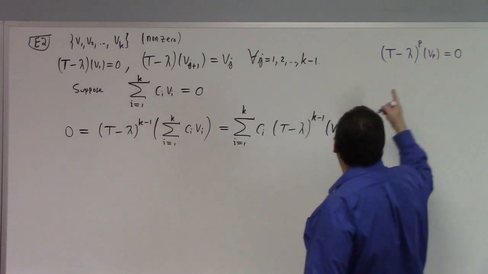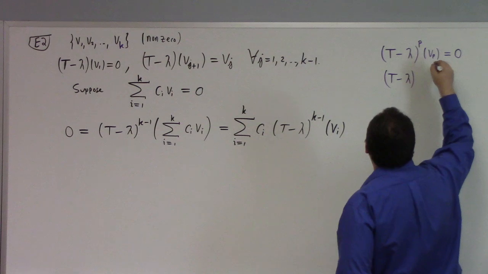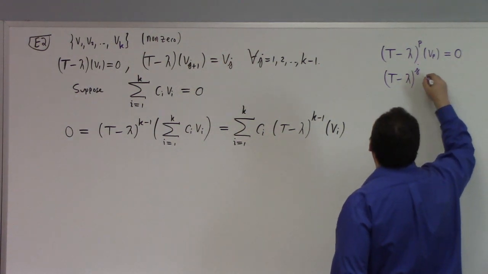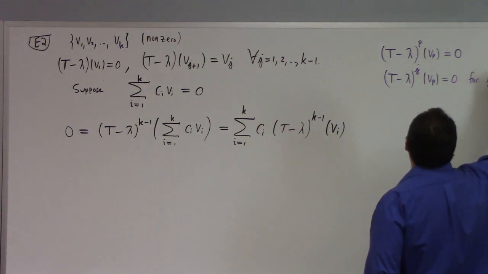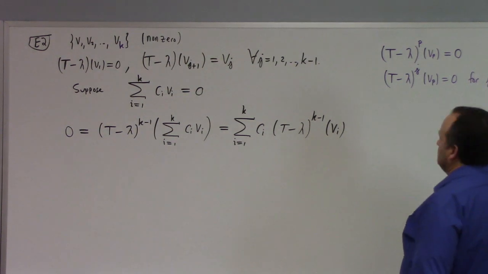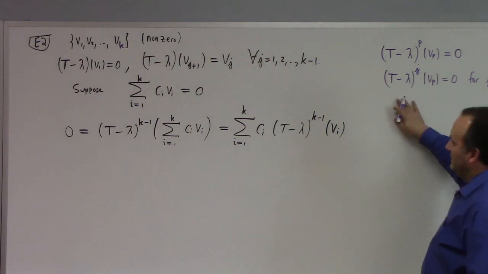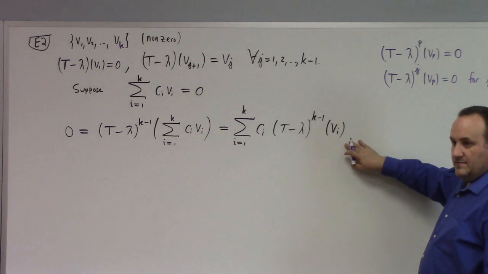So you can say a little bit more than this, right? Because you can actually say that (T minus lambda) to the j acting on v_p equals 0 for j greater than or equal to p. Because if it's true for p, it's true for p plus 1 and p plus 2 and so forth. So if you have this little lemma in mind, then this calculation becomes very easy, right?